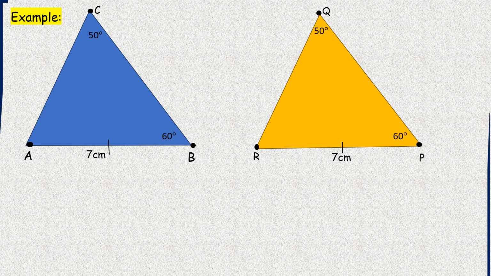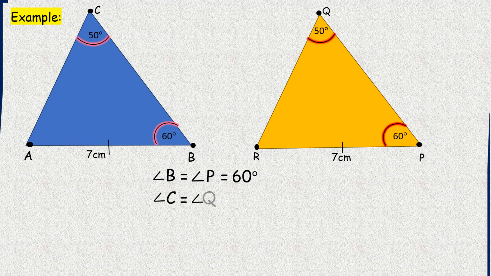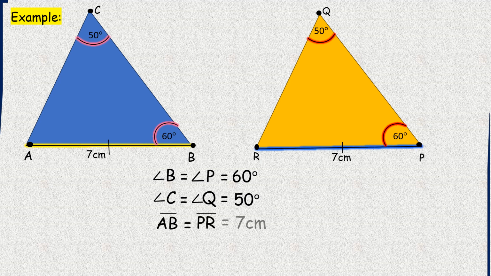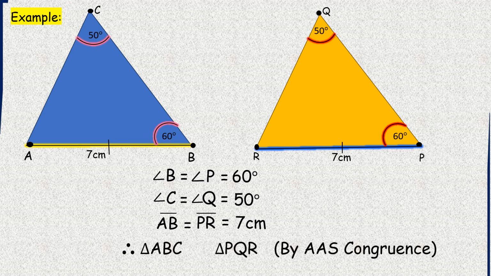For example, observe these two triangles. Here angle B and angle P are equal to 60 degrees. Angle C and angle Q are equal to 50 degrees. Side AB and side PR are equal to 7 centimeters. Therefore, by the AAS criterion, triangle ABC and triangle PQR are congruent.